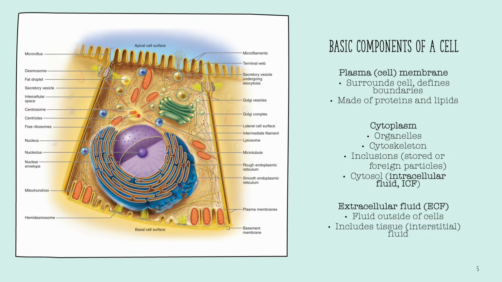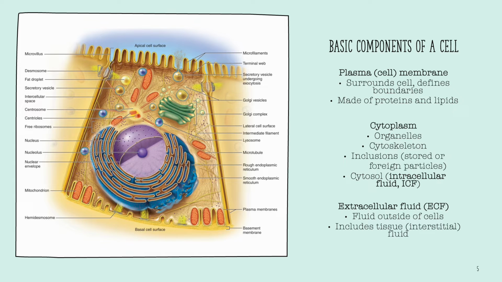Remember I told you that this cytoplasm is a gelatinous liquid? Within that gelatinous substance, the cytoplasm, is another intracellular fluid, also known as ICF. It's called cytosol. Cytosol is just the liquid, and it is made up mainly of protein, and it does not contain any organelles.